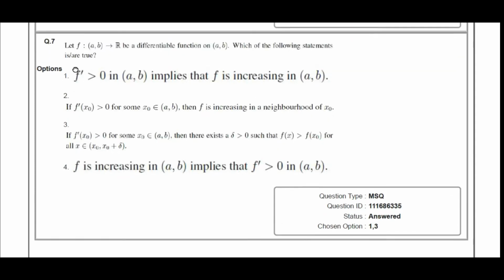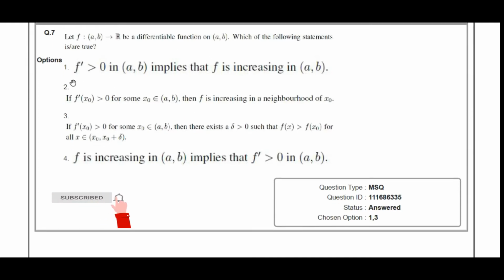The question from Section B MSQ of marks 2 says: if there is a function from open interval (a, b) to R that is differentiable, then we have to find which of the following statements is/are true. Option 1 says if f' is strictly greater than 0 in open interval (a, b), then this implies that f is increasing in open interval (a, b).